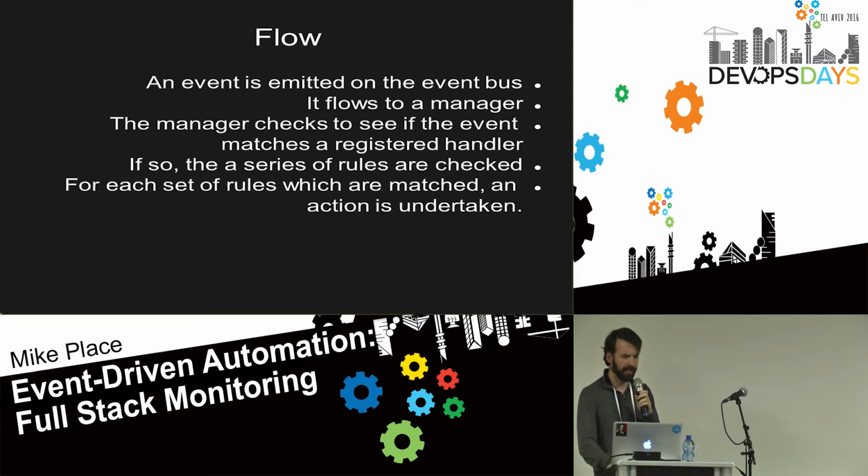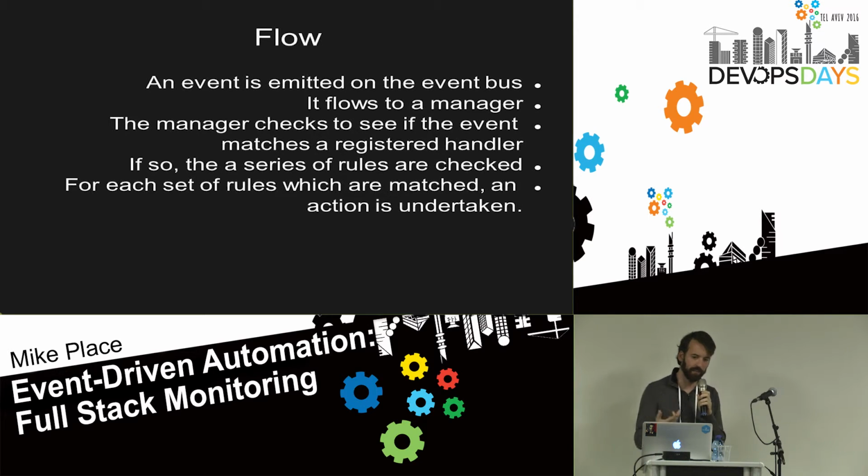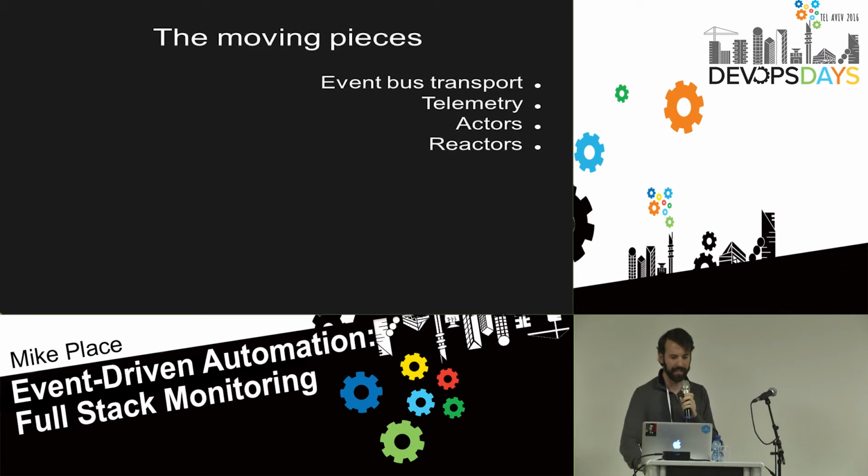So we need a couple of things. We need flow. We need an event to be emitted on this bus that would flow to a manager. And we need the manager to check and see if the event matches a registered handler. If it does match, we need a series of rules to check. And for each set of rules which are matched, we need an action to be undertaken.